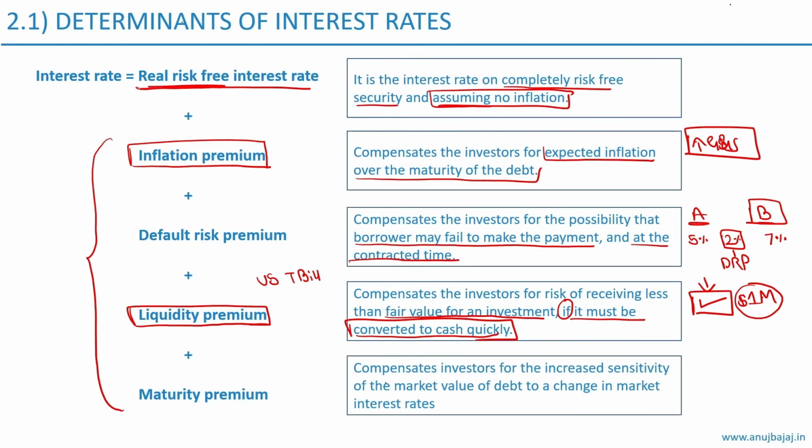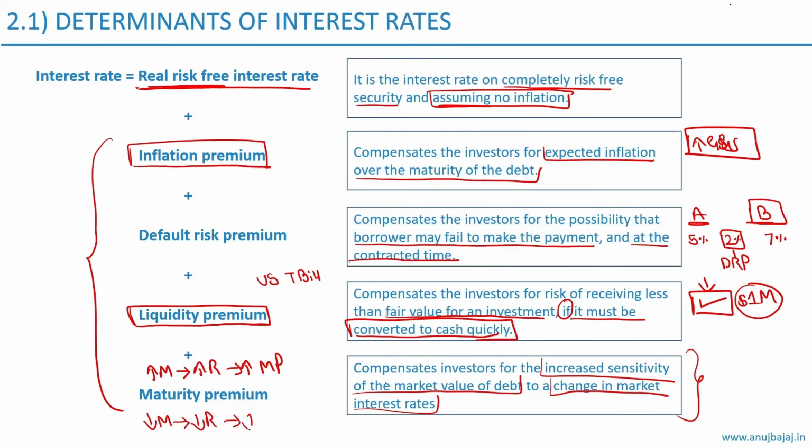Coming to maturity premium, this compensates the investor for the increased sensitivity of the market value of debt to the change in market interest rate. We will study this when we go to fixed income. But for now, understand that the longer the maturity, the higher the risk, hence the maturity premium will also be high. Whereas the shorter the maturity, the lower the risk and the lower the maturity premium.